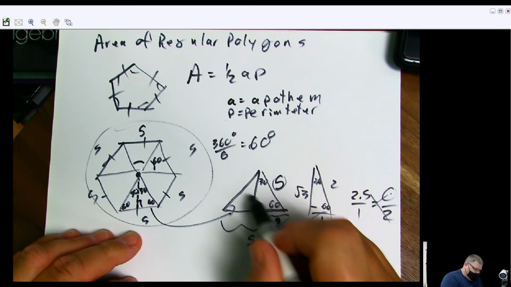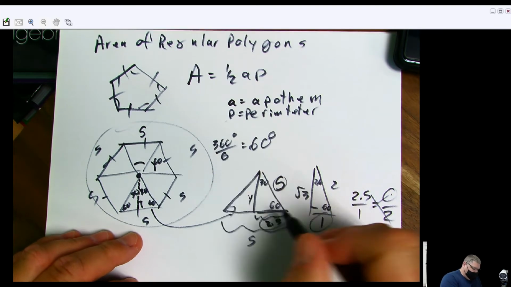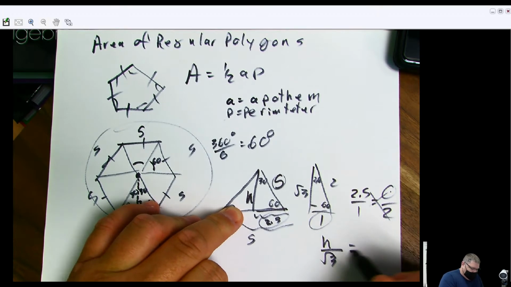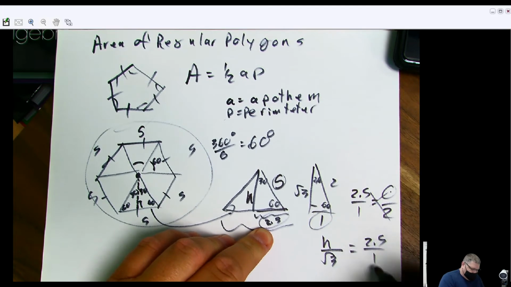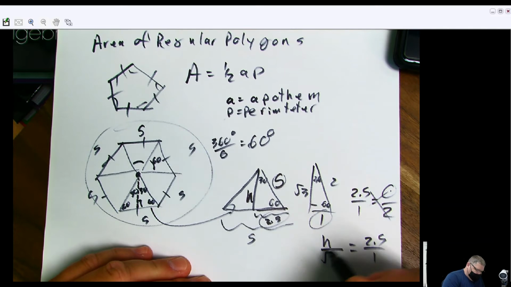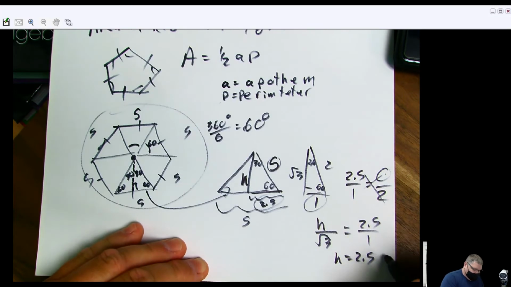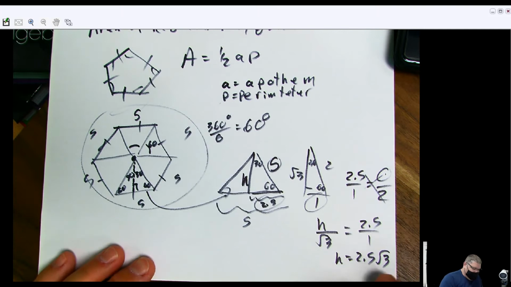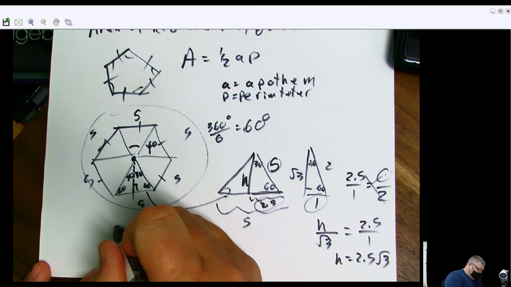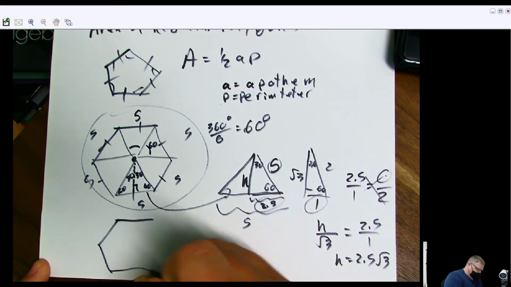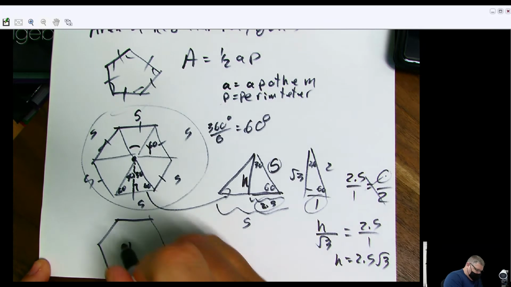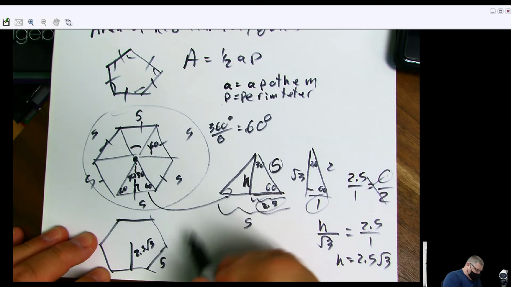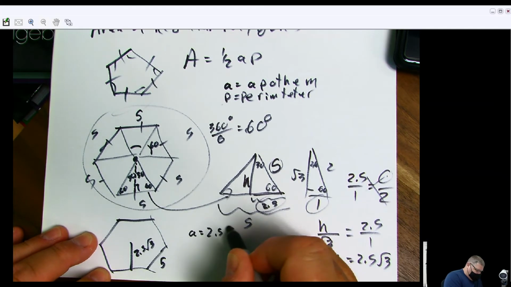And so then I want to find this side over here. I want to find y, or I want to find the altitude or the height. So I can say h goes with root 3 as 2.5 goes with 1. And so I have h equals 2.5 times root 3. Now it's strange to see a decimal and a root together, but it's still more accurate than rounding everything. So what I really end up having is a hexagon with an apothem of 2.5 root 3 and sides of 5.